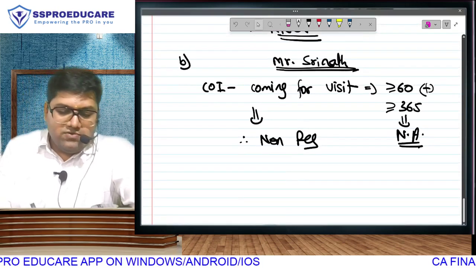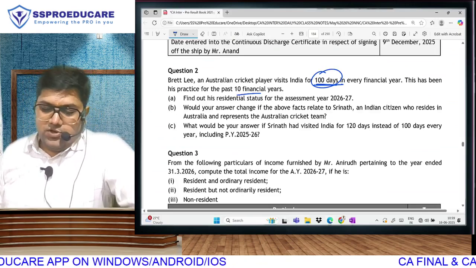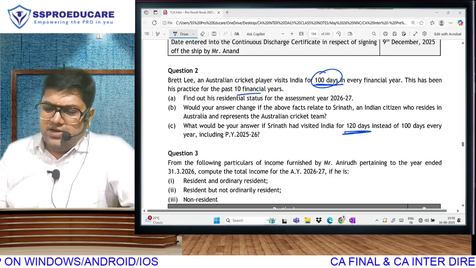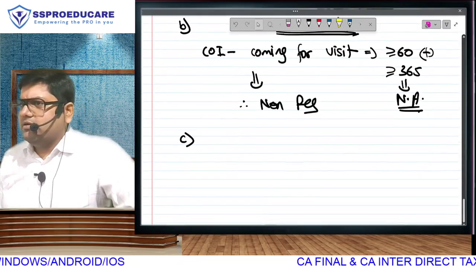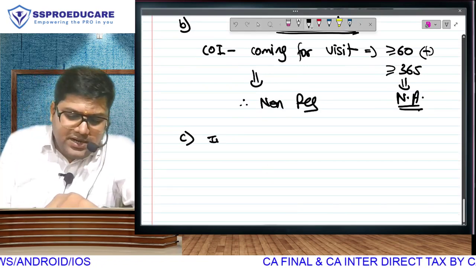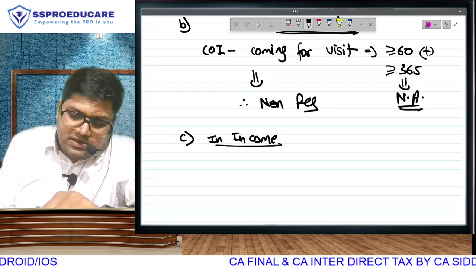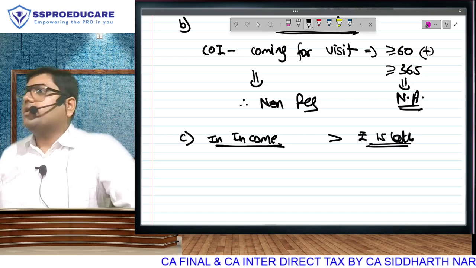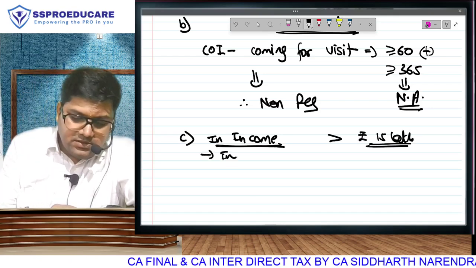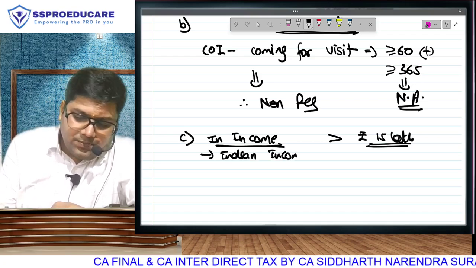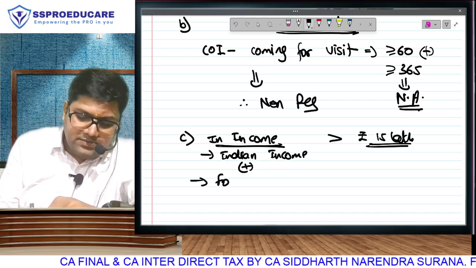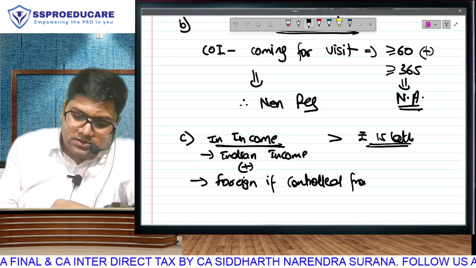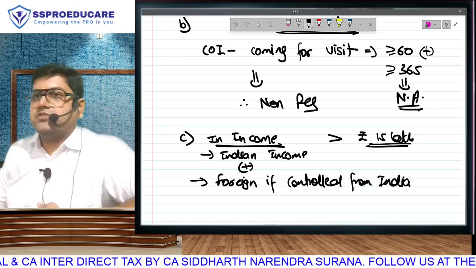Understood? And what about the third case? Would your answer be different if Srinath had visited for 120 days instead of 100 days? Will it make a difference? Will 63, 65 be applicable? 63, 65 is not applicable. But if income exceeds rupees 15 lakh. Which income? Indian income plus foreign income if controlled from India. Correct? Indian income plus foreign if controlled from India.